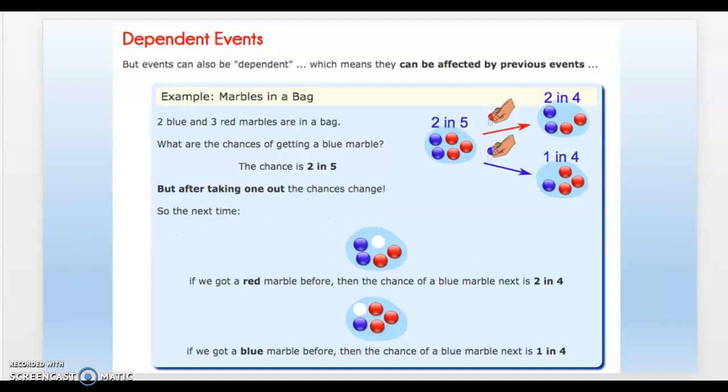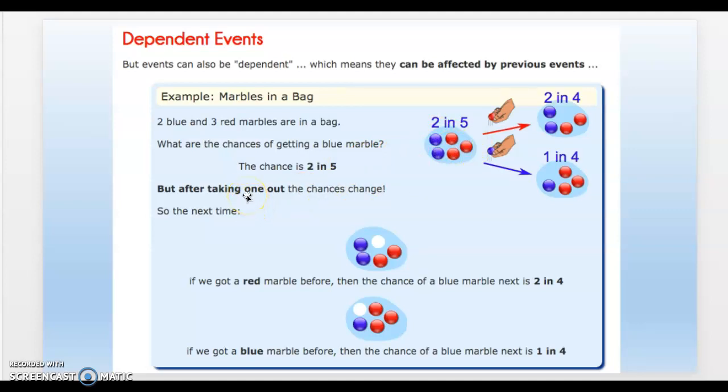And remember we talked about dependent events. Now they're different. One event can be affected by another event, some previous event. As an example here, I've got 5 marbles in a bag. I've got 3 red ones and 2 blue ones. What's the chance of getting a blue marble? Well, it's 2 out of 5. That's the chance of getting a blue marble.